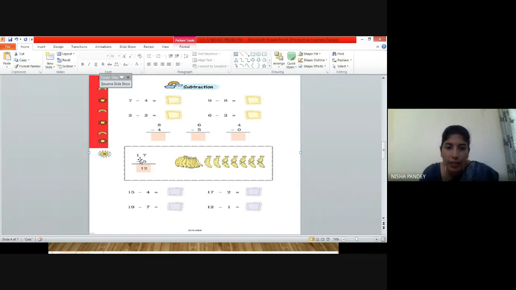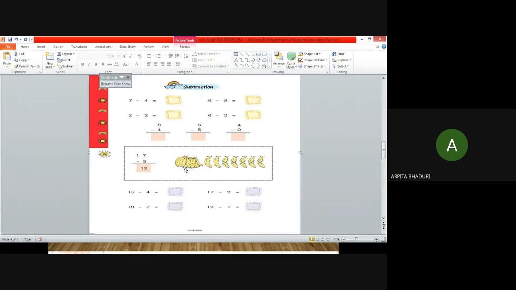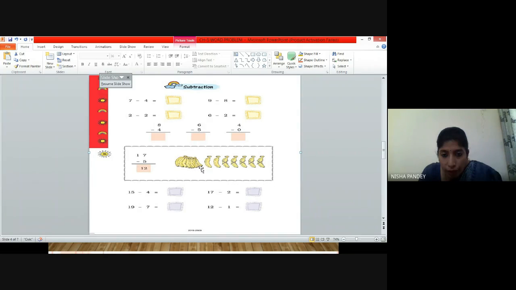Yes, here let's see 17 bananas. Suppose 17 bananas were there and 5 somebody has eaten. So they have put a cross mark for the eaten bananas to represent eaten bananas, right? So now we see. 1, 2, 3, 4, 5, 6, 7, 8, 9, 10, 11, 12, 13, 14, 15. Okay, 15 are there. So suppose 17 bananas were there and 5 bananas somebody has eaten. So how many bananas will be left? So how will we do this?